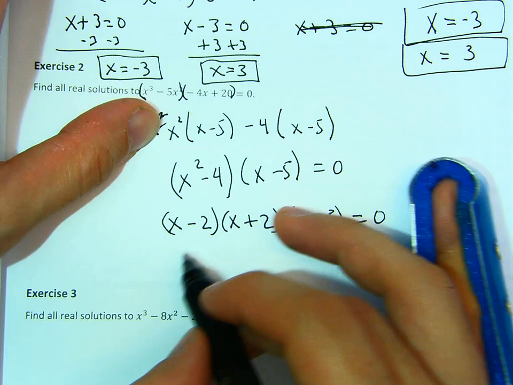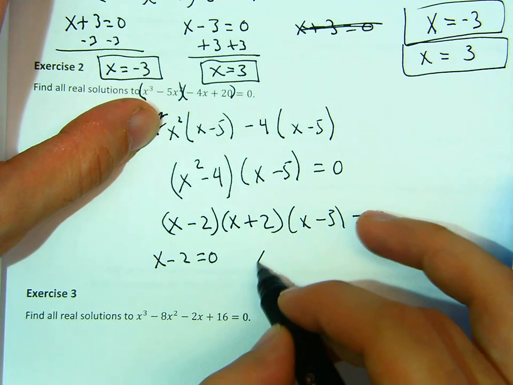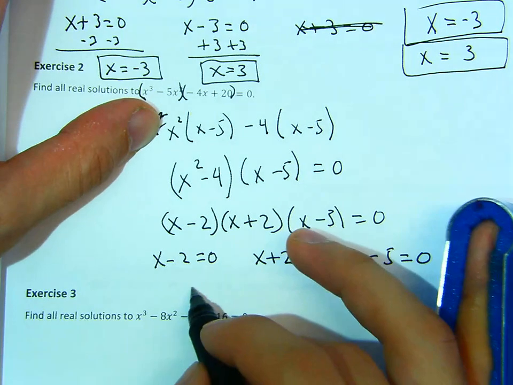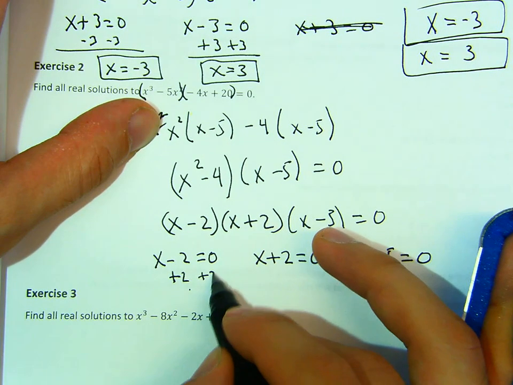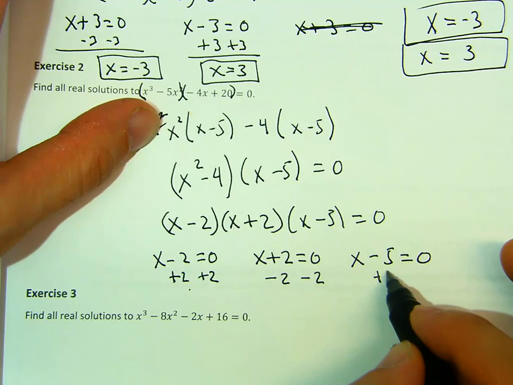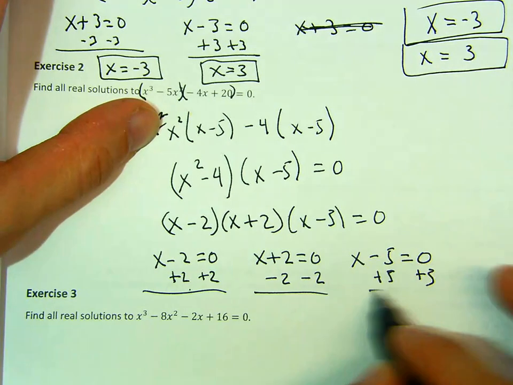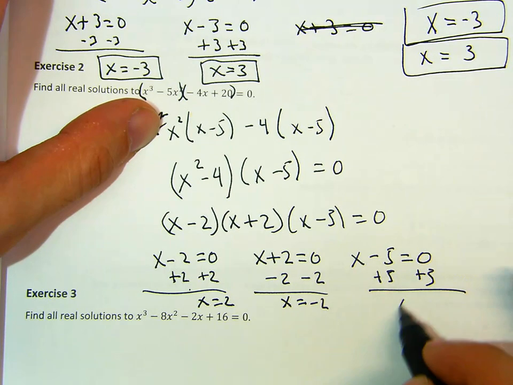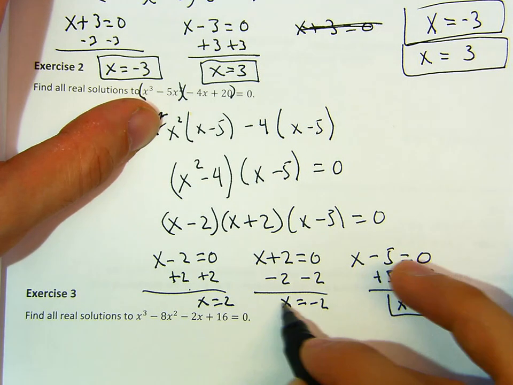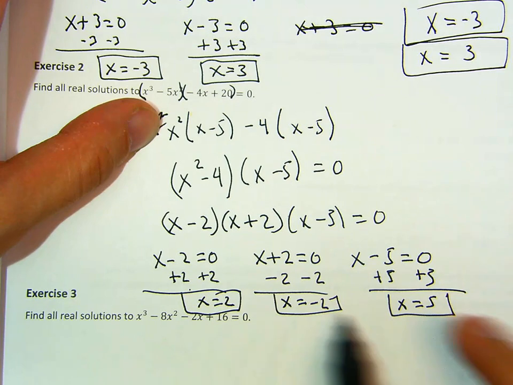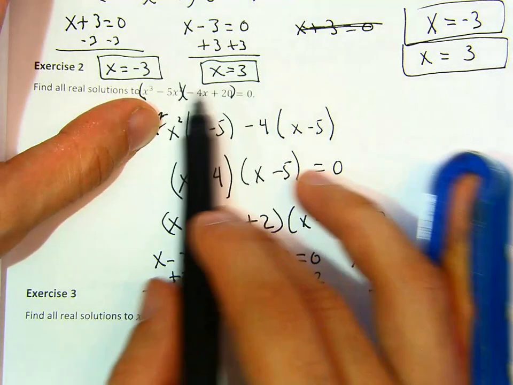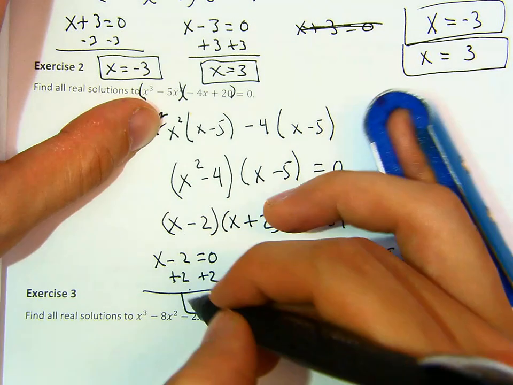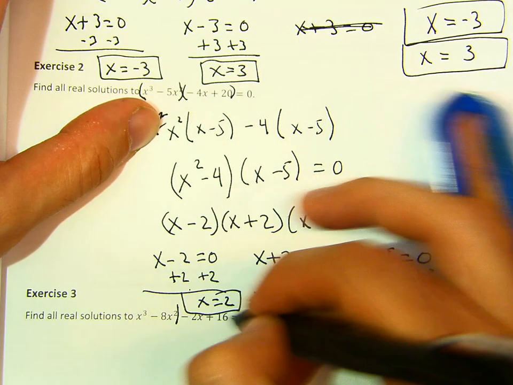And then how do I continue? I say x minus 2 equals 0, x plus 2 equals 0, x minus 5 equals 0. So here, plus 2, minus 2, plus 5, x is equal to 2, x is equal to negative 2, x is equal to 5. Bam. And these are the 3 values of x that make this whole entire thing equal to 0. What I want you to do is try and do this question by yourself, right? What's the first move? Pause the video and try and do it by yourself.